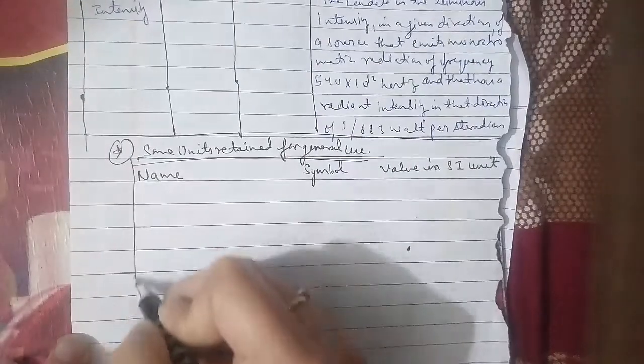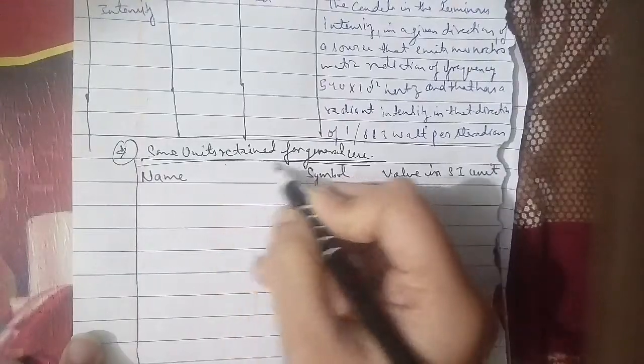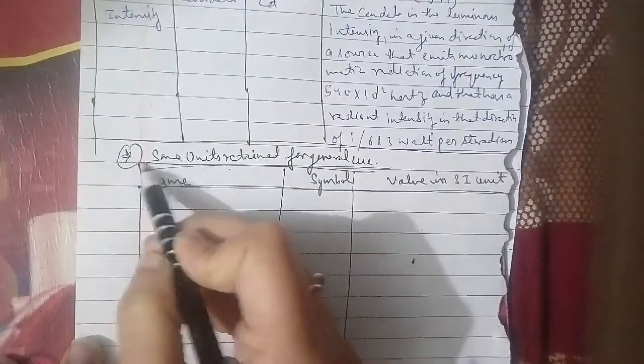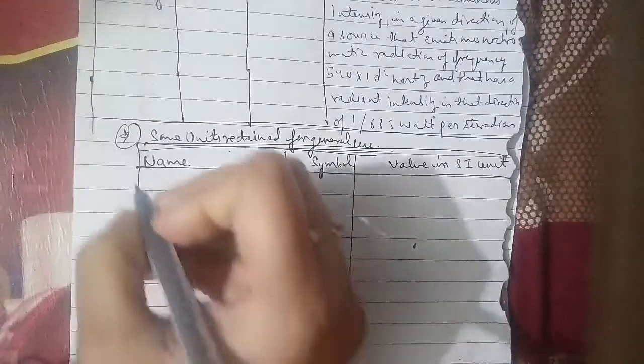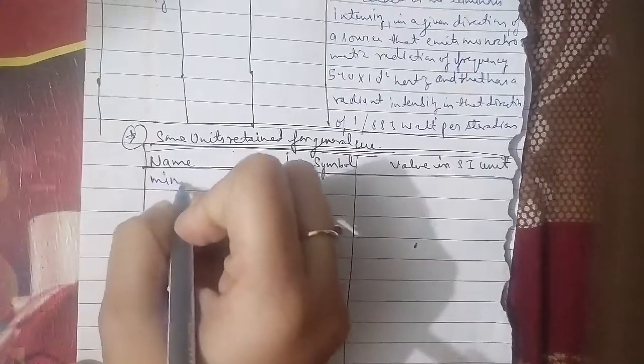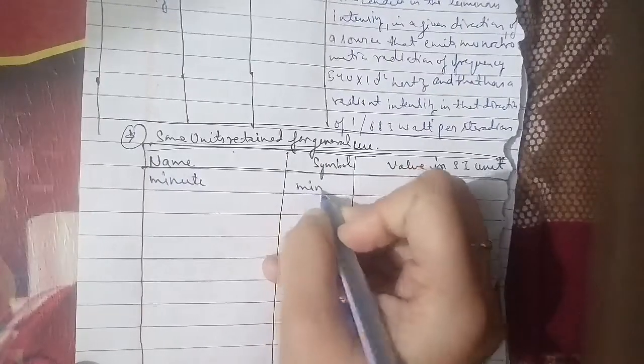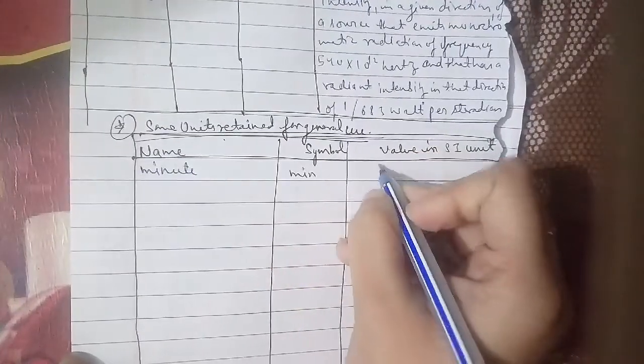So we go for the same. Here it has been the name, then we have your symbols, and of course then we have your values in SI unit. The first name we have is your minute, and the symbol is min. The value in SI unit is 60 seconds.